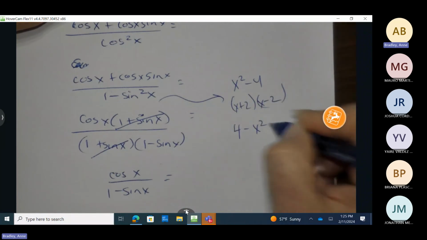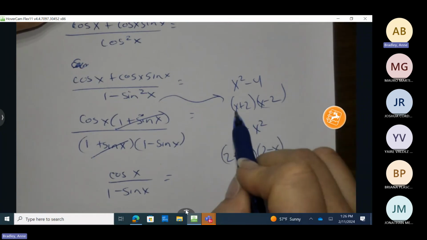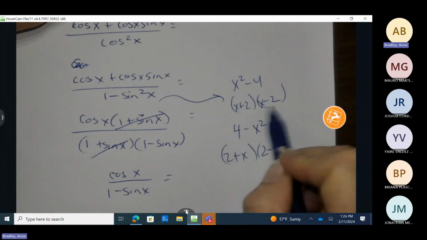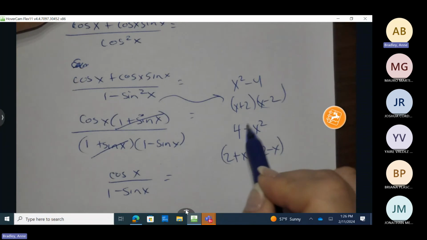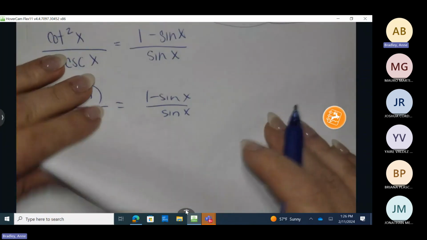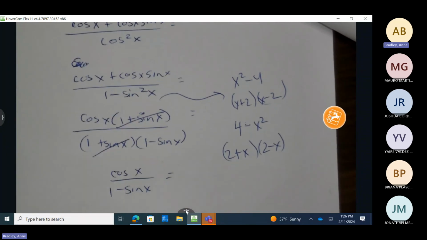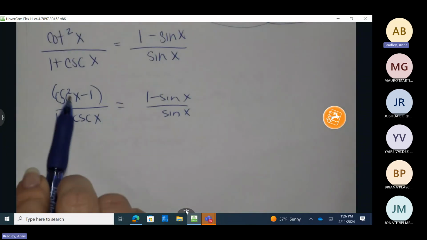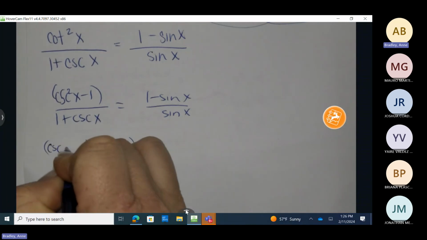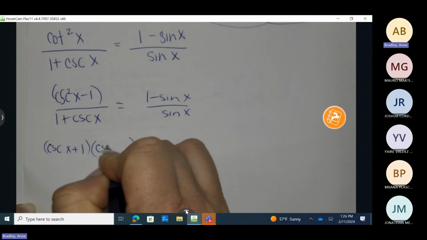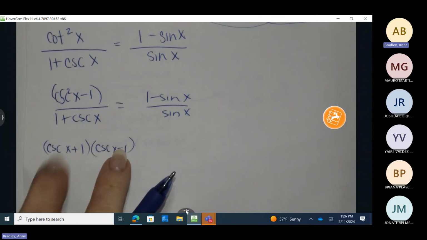Well, 4 minus x squared is the same concept. It'd be 2 plus x and 2 minus x. If you FOILed this out, front, outside, inside, last, and you were able to simplify it, you'd get this. If you FOILed this out, you'd end up with this. So Maro did that here. The ones go in front, the signs go in back, one's positive and one's negative. I'm going to do this same concept up here. So I'm going to break this into the cosecant of x plus 1 and the cosecant of x minus 1. Notice they're exactly the same, just one's addition and one's subtraction.